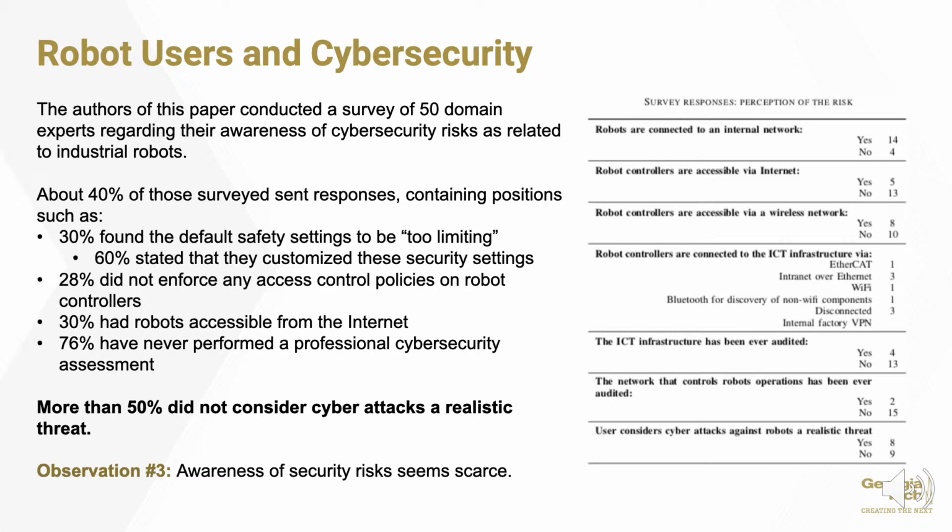30% of those responders found the default safety settings on their robots to be too limiting, which means that 60% said that they had customized those security settings. Now, whether they customize them to the good or to the bad, it's hard to say, but if they found them too limiting, chances are pretty good those customizations included disabling some security safety settings. 28% did not enforce any access control policies on robot controllers.